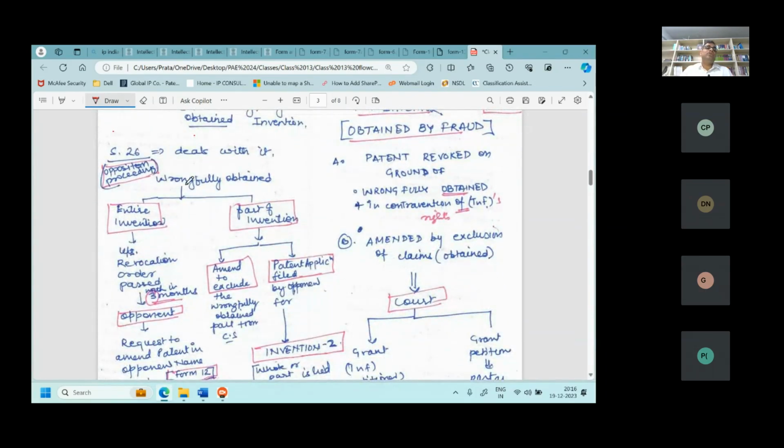So if the entire invention is wrongfully obtained, then a revocation order is passed within 3 months, because your entire invention is in it. Or if there is a part invention, then the other party will amend it and exclude the wrongfully obtained part from the complete specification. His patent application survived.